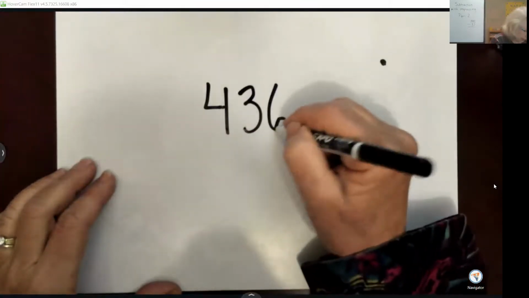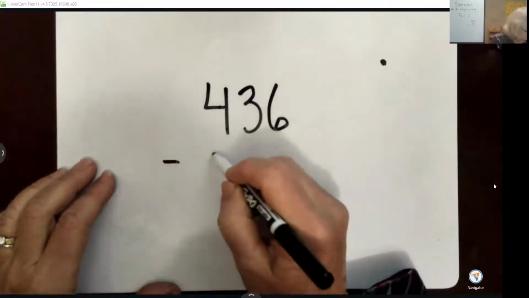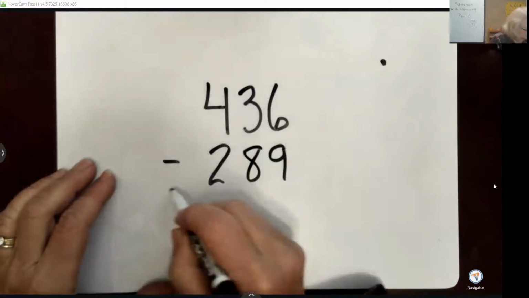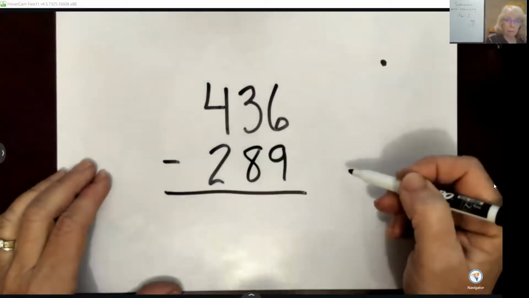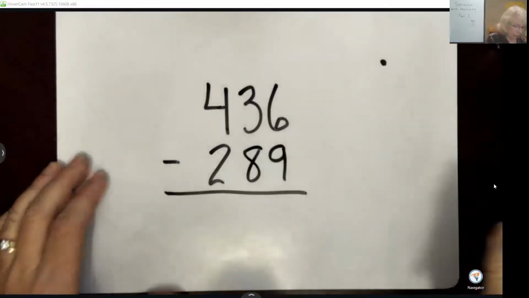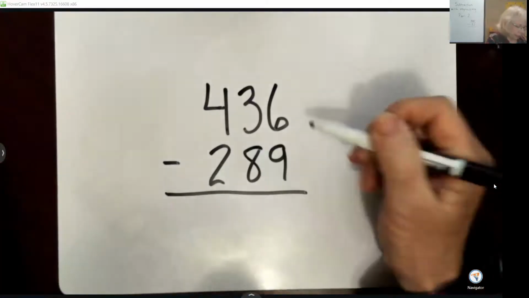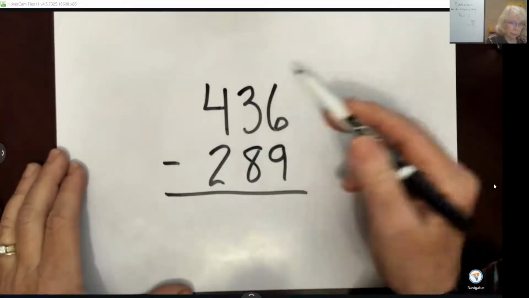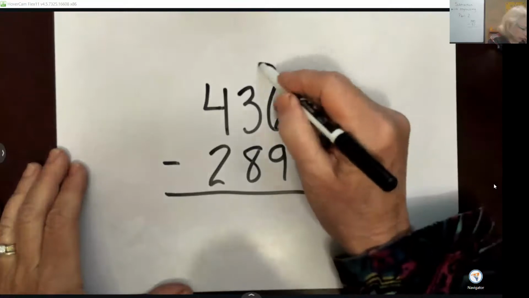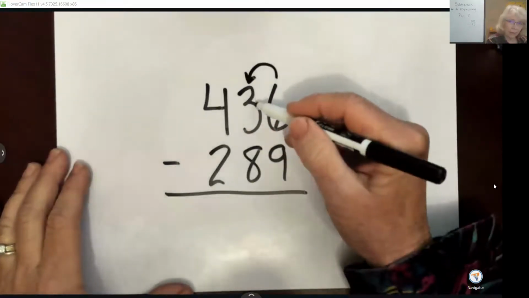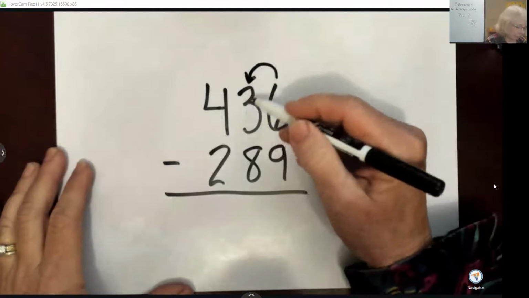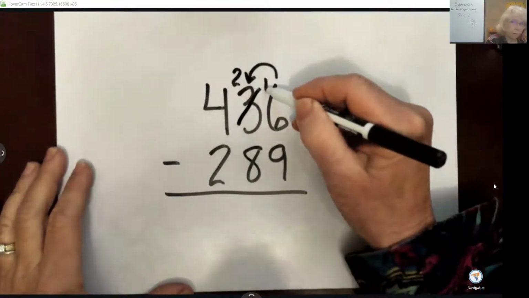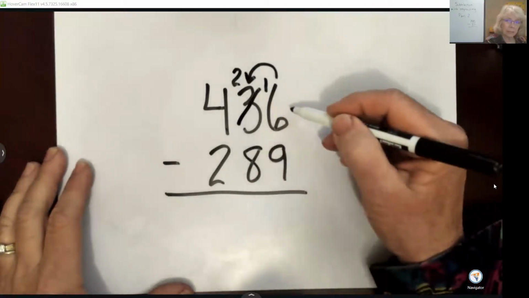436, take away 289. So now we have 3 digits that we're taking away from 3 digits. Okay, here we go. We have 6 on top, 9 on the bottom. More on the floor, need to go next door. So we're going to go next door, knock on the door, ask our 3, Mr. 3, can we borrow one? 3 says sure. 3 becomes a 2 and loans 1 over here to my 6, which becomes 16.